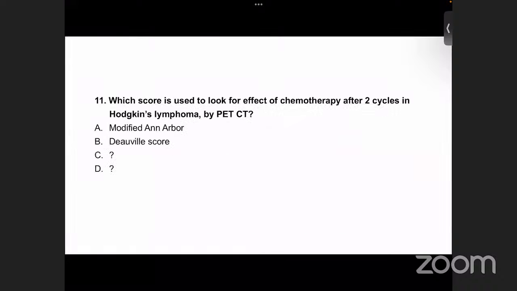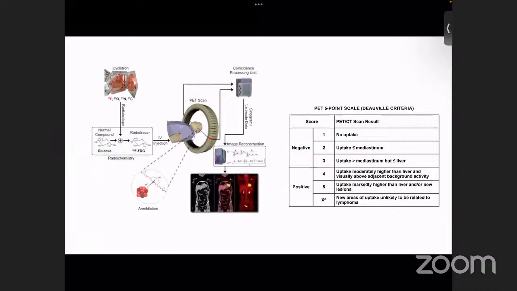Okay. So which score is used to look for the effect of chemo? This question I have already discussed earlier, that basically this is the PET score, the Deauville score. Okay. Here the answer is B. PET scan is basically a modality used to assess the response of malignancy, especially in hematology, lymphoma, and myeloma also. PET scan is coming more and more for lytic lesions and extramedullary plasmacytomas, etc., and for assessment of lymphomas basically.